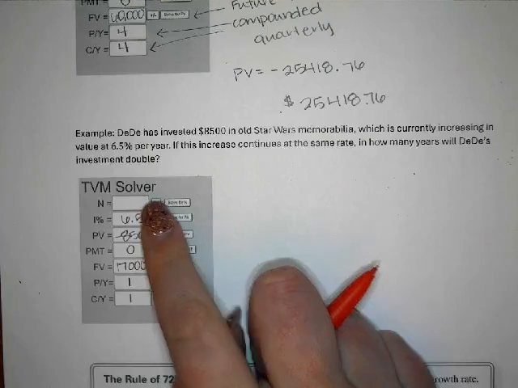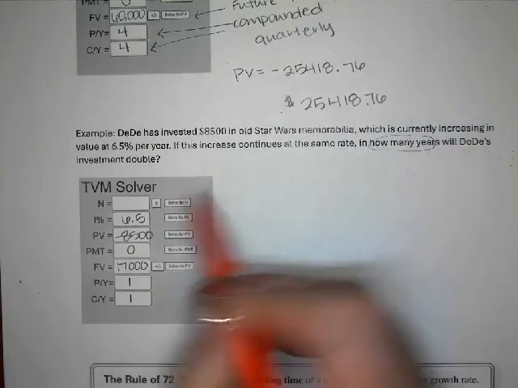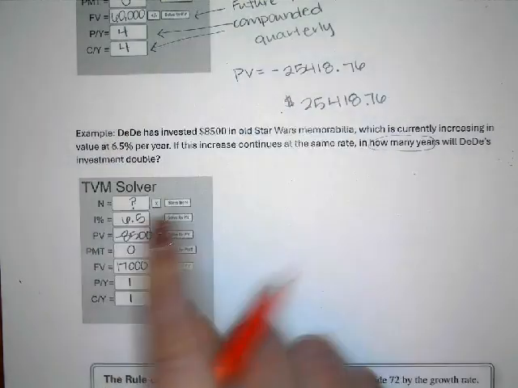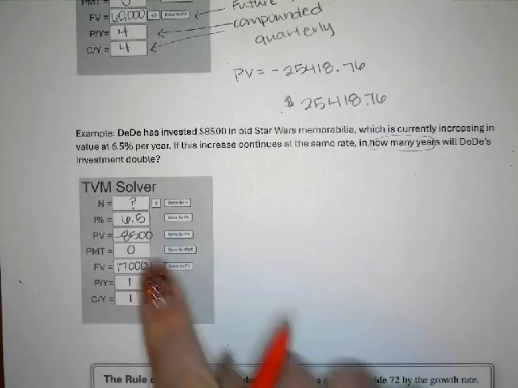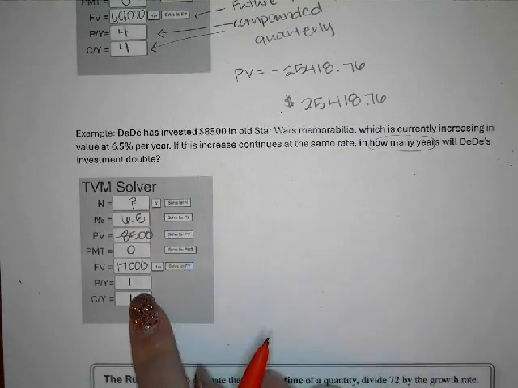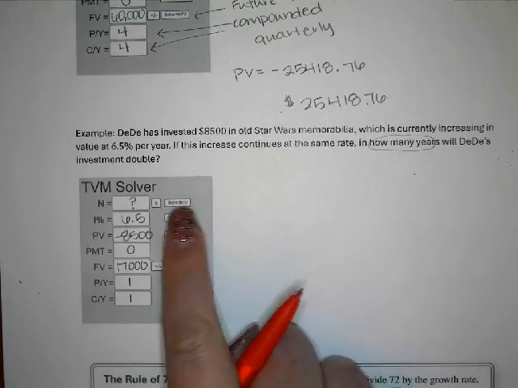And so up here, this is our question mark. This is what we're trying to find. So if you were using the TVM solver on the website, you would have typed all these values in, and then you would go up here, you would have left this one blank, and you would click solve for n, and it would give you the value. I'm going to go ahead and do this on my calculator.